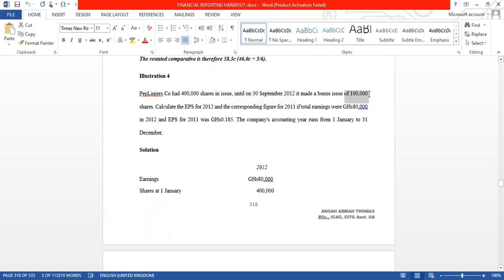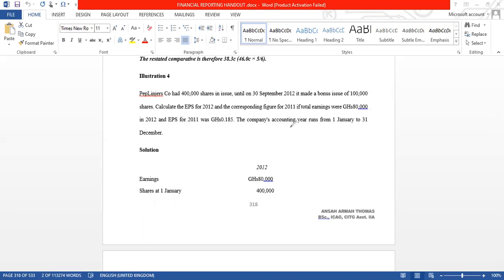It made a bonus issue of 100,000. Well, when it's a bonus issue, we don't actually care about the date. Then it says that we should calculate the basic EPS for 2012 and the corresponding figure for 2011 if the earnings were 80,000 in 2012 and the EPS for 2011 is given to us. The company's accounting year is from January to 31st December, and we have been given all the information.